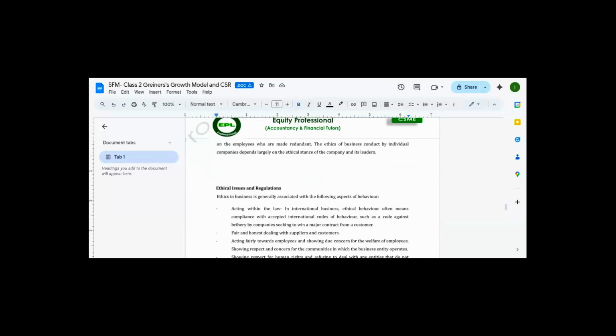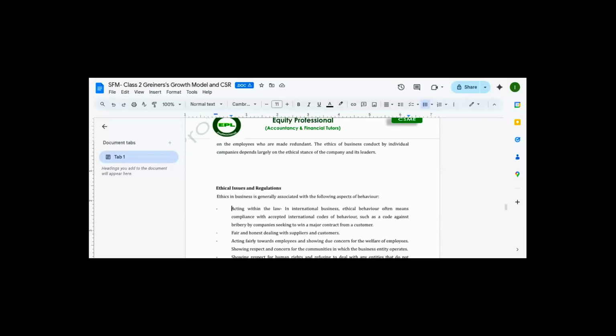So business ethics requires regulation issues. And what are the regulation issues? The regulation issues are, one, acting within the law, irrespective of the nature of the business we are doing. Once we have a law governing that nature of business operation, you must comply.